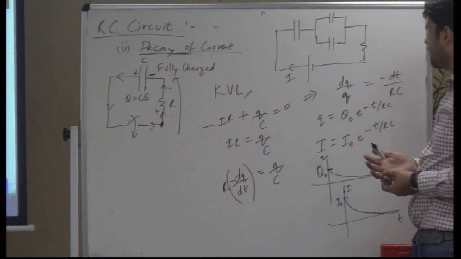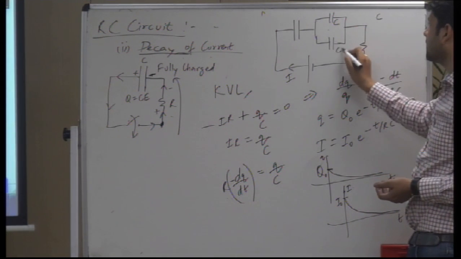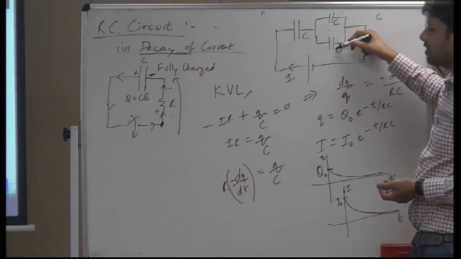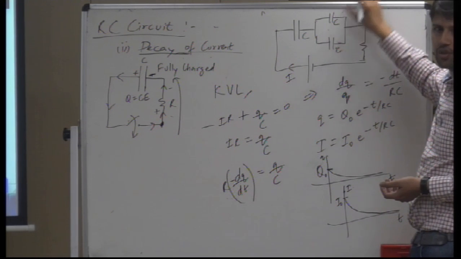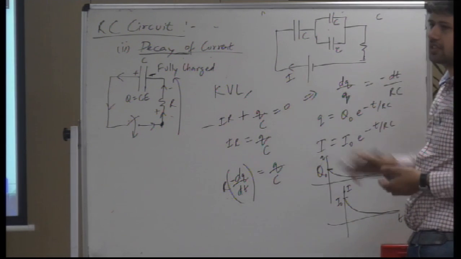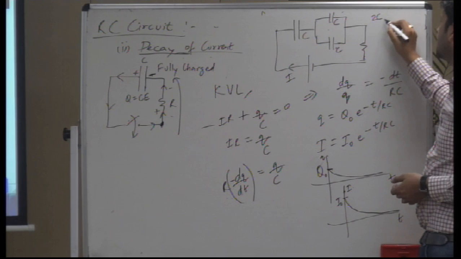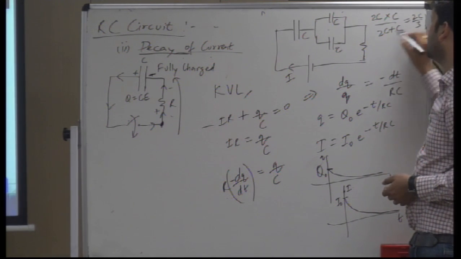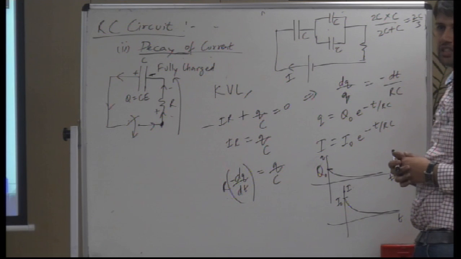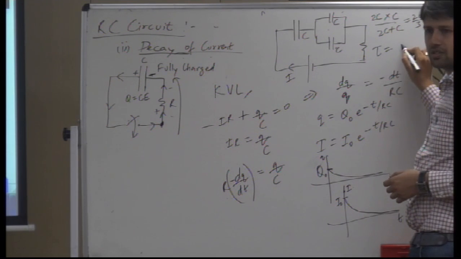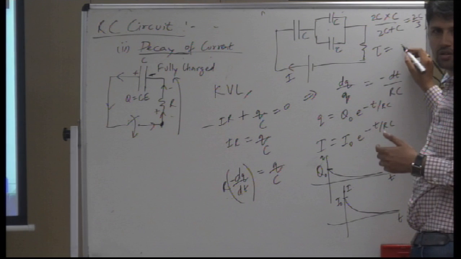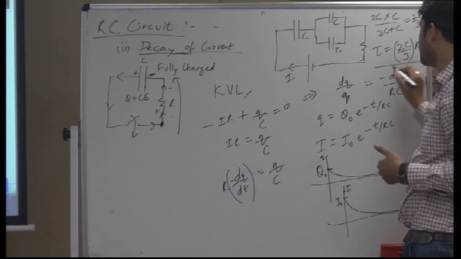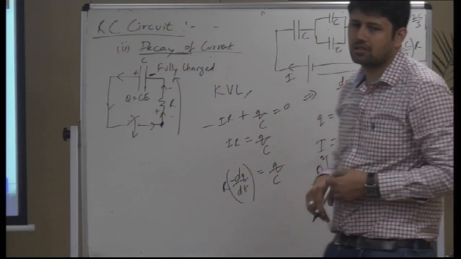Let these be C. These two are in parallel, so they add to form 2C, which is in series with C. So 2C into C upon 2C plus C gives 2C by 3. So the equivalent capacitance is 2C by 3. The growth constant would be 2C by 3 into R. Just replace C with the equivalent capacitance.